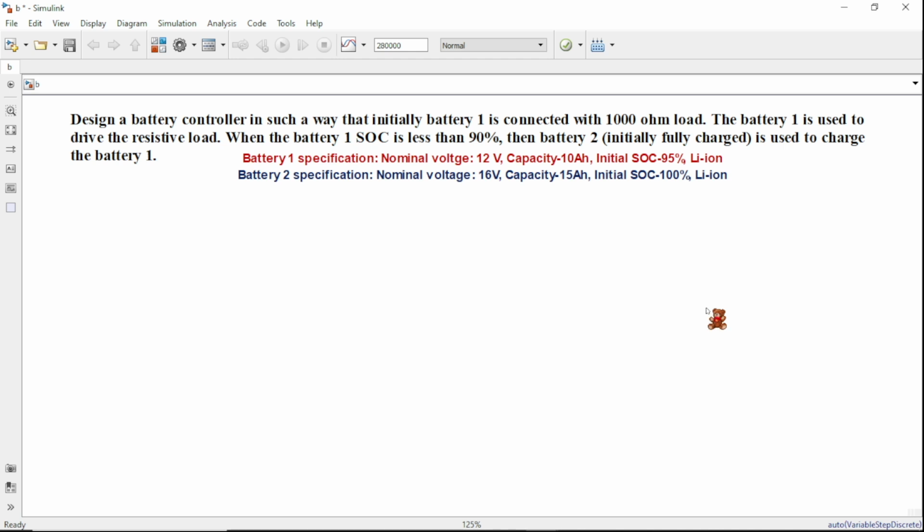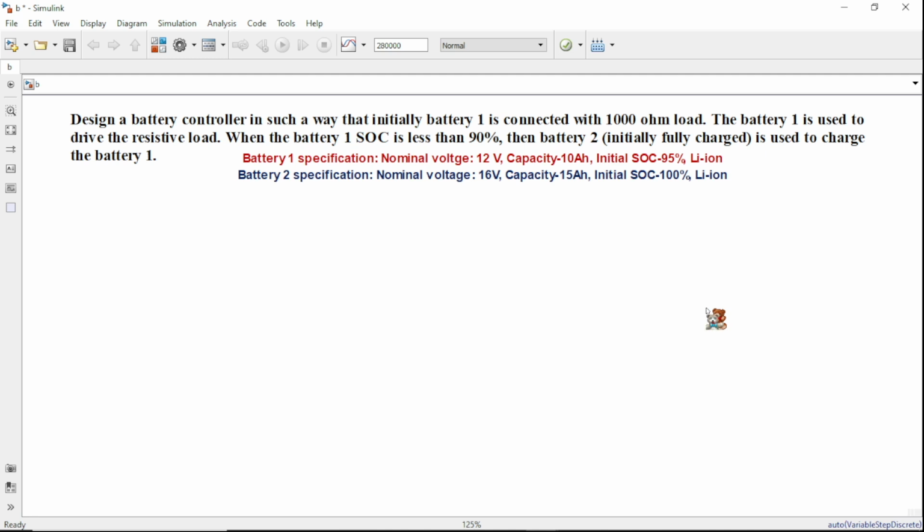Today we are going to design and simulate a smart battery controller in MATLAB environment. In this project we will see how two lithium-ion batteries can be managed efficiently based on their state of charge. Here is the scenario. We have battery 1, which is a 12 volt 10 ampere hour lithium-ion battery starting at 95% SOC. It is connected to a 1000 ohm load and is supplying power to it.